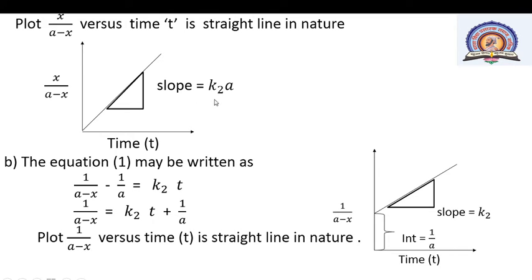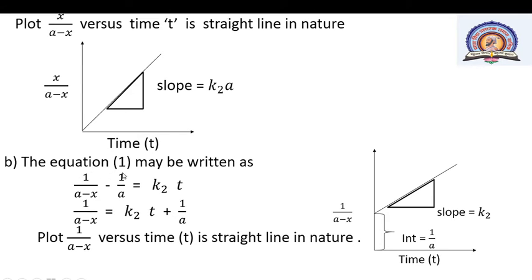On the x-axis, the time, and on the y-axis, the x upon (a minus x), which means concentrations. Then the straight line nature is obtained. Find out the slope, that is slope is equal to k2 into a. Now from this graph we know this slope, and find out this rate constant.